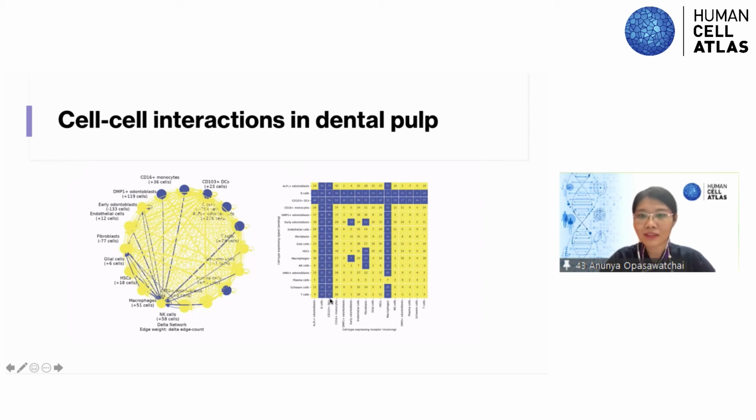And because B cells and CD3 positive dendritic cells were only present in the deep dental caries, you can find an increased number of interactions in these cells with all the cell types that are present in the pulp. And you can also see the increased interactions between macrophages and almost all of the cell types, and also fibroblasts with our immune cell subsets, as well as odontoblasts with macrophages.